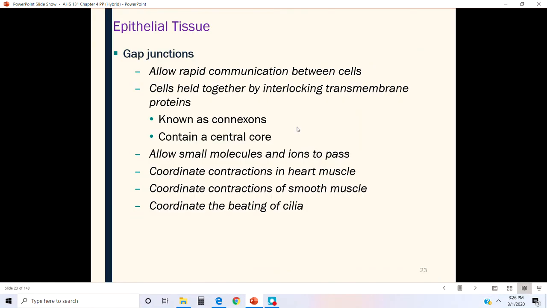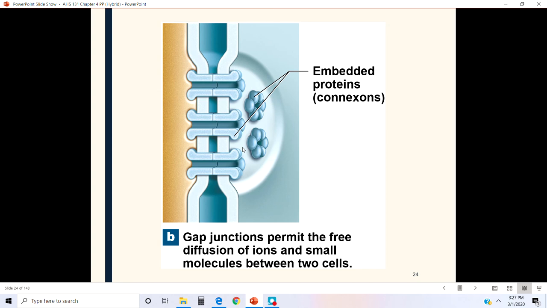Now, not all cells have gap junctions. Only certain types of cells have gap junctions. But what's important is that this type of junction allows for communication between the cells. The cells are held together by interlocking transmembrane proteins, but we don't call them CAMs. They're a protein known as connexons, and these connexons have a central core.